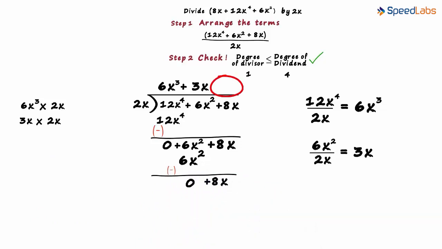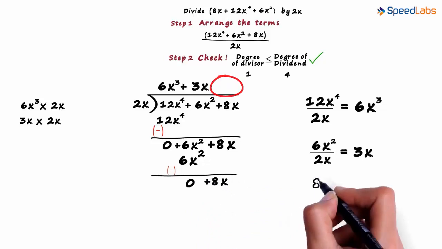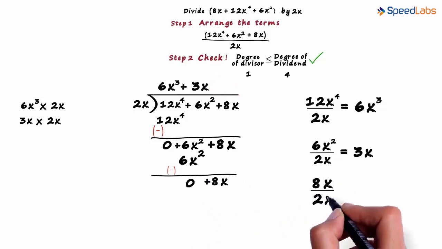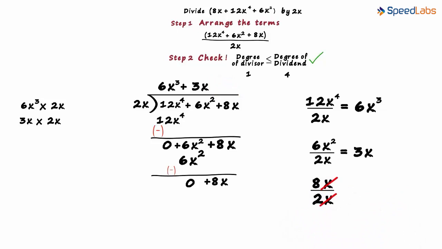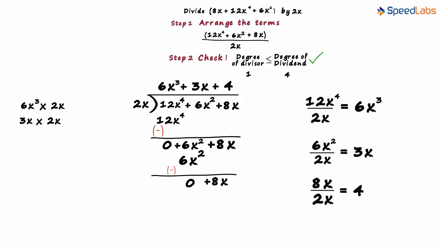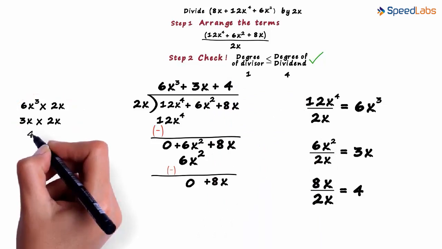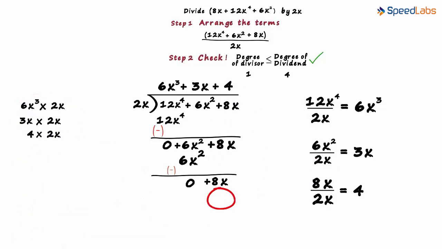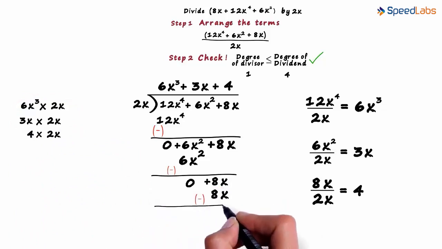To get the third term of the quotient, we will divide 8x by 2x. X cancels out from the numerator and the denominator, and we are left with 4. Understand that we are dividing each term of the polynomial with the monomial. 4 becomes the third term of the quotient. Just as we did before, we write the product of 4 and 2x here. 8x. And 8x minus 8x is 0.